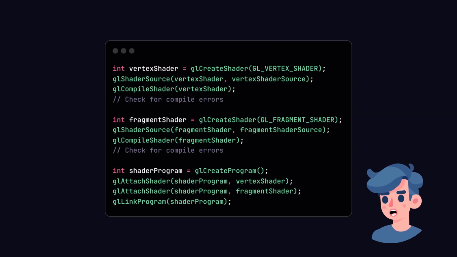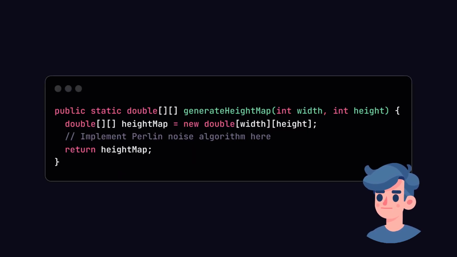Now that we have the shader programs defined, the next step is to compile the shaders and link them into a shader program. Below is how you can implement these methods. To generate the terrain, we will use Perlin Noise. It allows us to create natural-looking terrains. Let's implement a method to generate a height map using Perlin Noise.